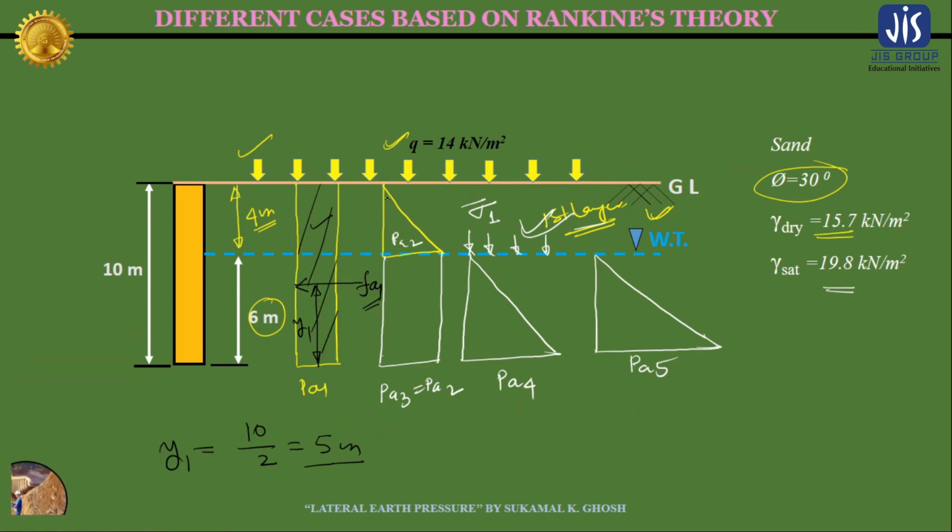Now for this particular pressure distribution diagram, the active earth pressure force, that is FA2, will act here, and this depth is, suppose, Y2. Now this Y2 is equal to this 6 meter plus this 4 meter by 3, right? So if you solve it, you will have 7.33. And the value of this FA2 will be the area of this particular triangle. The height of the triangle is 4 meter and the base width is Pa3 or Pa2, whatever you can write.